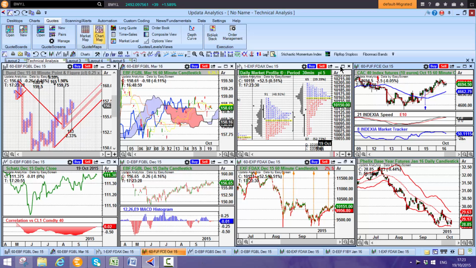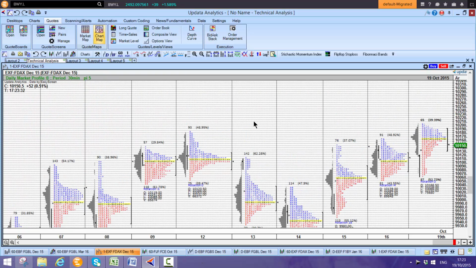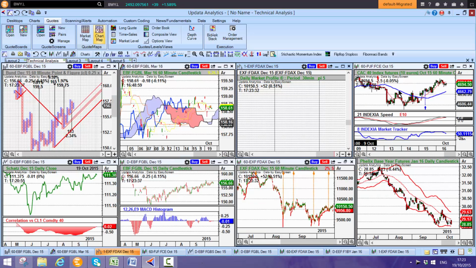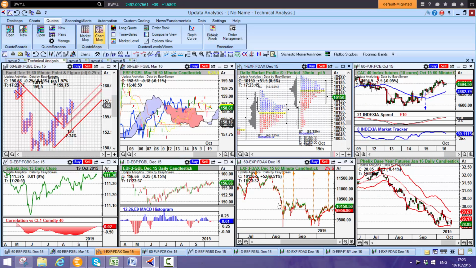And you can see here we cover all the bases like point and figure charts, Ichimoku charts, market profile charts, full market profile charts. Here's a chart of the DAX. Again, this data coming in from Easyscreen. Rotation factors, so the profiles all there, the way you'd expect to see them. And of course, pretty well every form of technical analysis that you could ever dream of. So just again, really powerful in that regard.